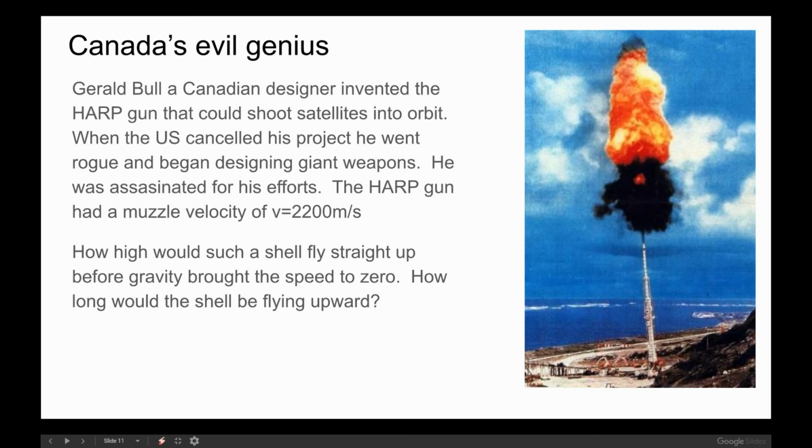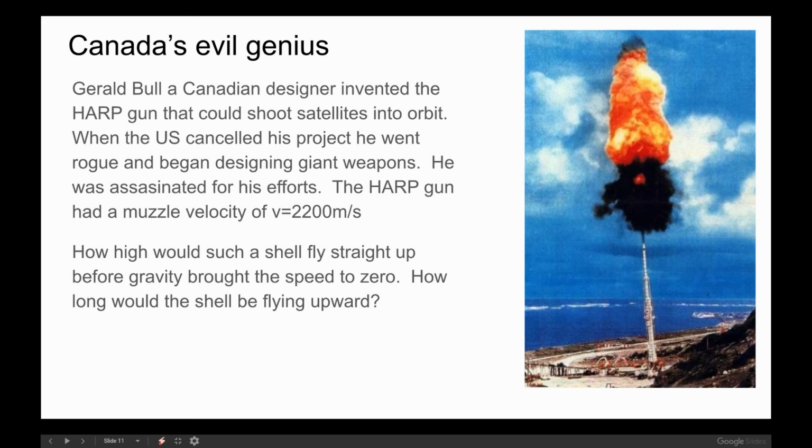So using the equations of motion you got, how high could that gun fire? If you launch straight up at 2,200 meters a second and gravity is yanking the velocity off 10 meters per second, how high will the shell fly before it halts? And how long did it take to get up there?